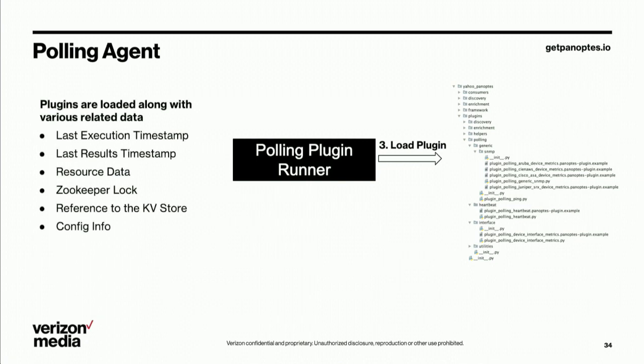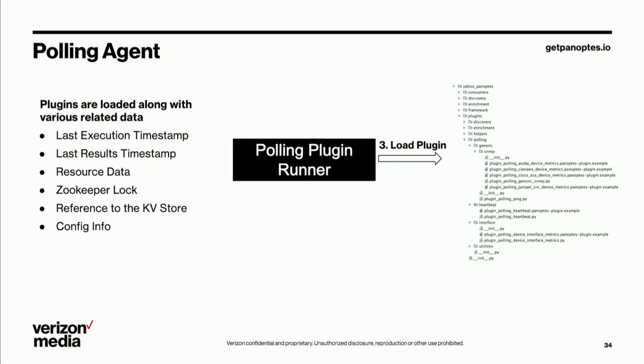When it loads a plugin, it loads it into a class called a polling plugin info. This holds a reference to the plugin to execute, as well as all sorts of metadata associated with the plugin. So it has the last execution timestamp for the plugin name and device pair. So when did this plugin execute last?